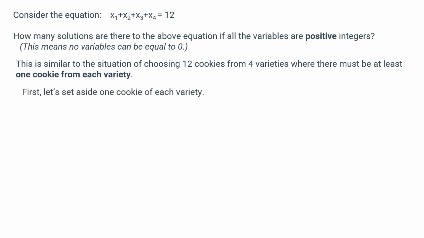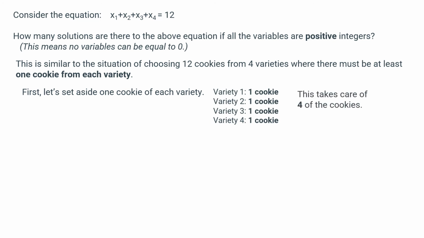Imagine if we're talking about cookies, we're choosing 12 cookies from 4 varieties where there must be at least 1 cookie from each variety. So just like we did with the soda, we'll say, let's go ahead and choose 1 cookie of each variety first. Get that out of the way. So we'll choose 1 cookie from each of those varieties, and that takes care of our 4 cookies. That didn't involve a choice given our restriction. We wanted 1 of each, so that took care of the 4 cookies.